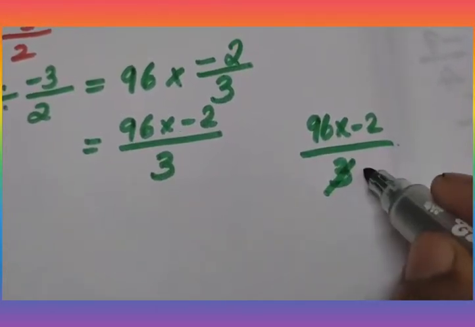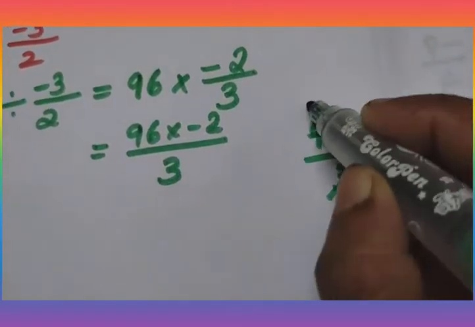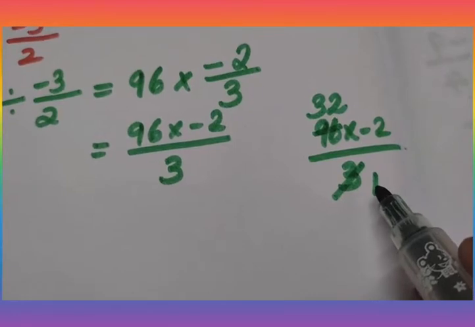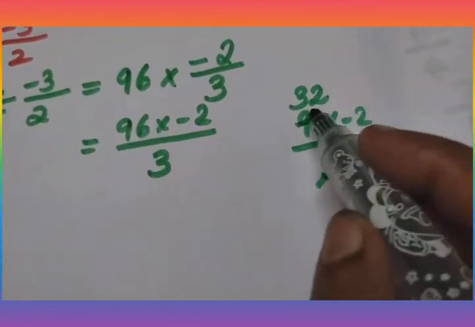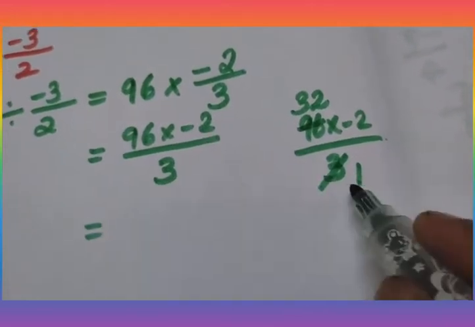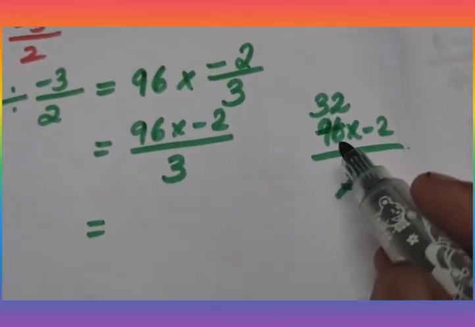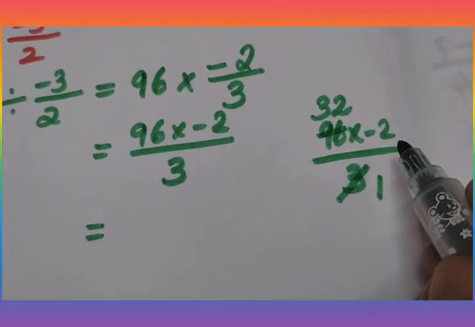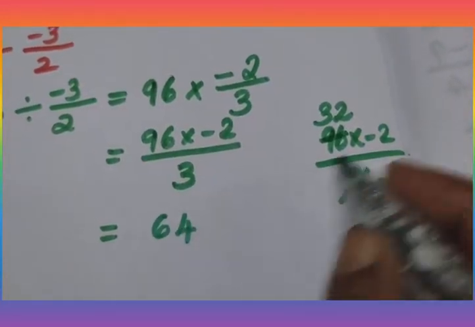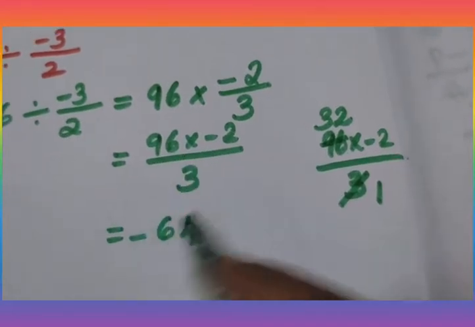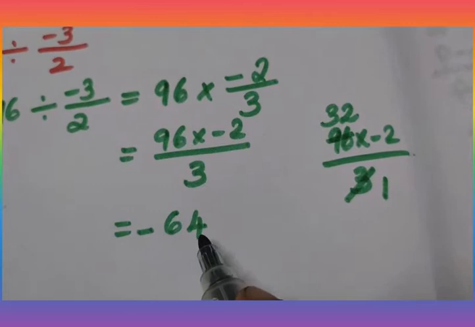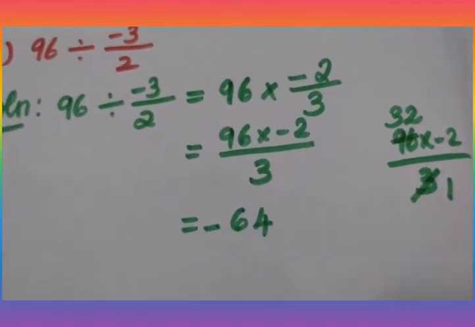So 1 3 is 3. Here 3 3s are 9, 3 2s are 6. Okay, so here we got 1 in the denominator. So 32, here minus 2. So the denominator is 1, no need to mention. 32 into 2, 32 2s are 64. So minus is there, 32 into minus 2, so minus 64. Okay children, that's the answer.